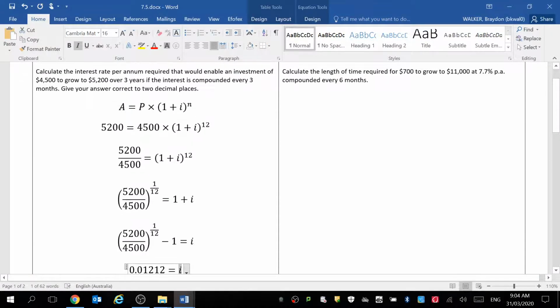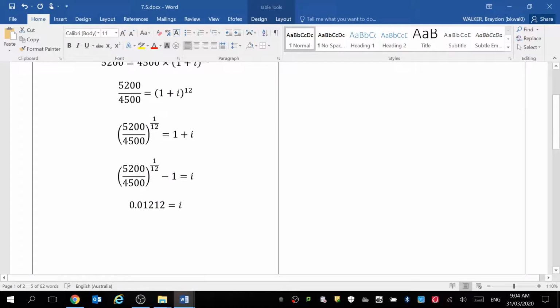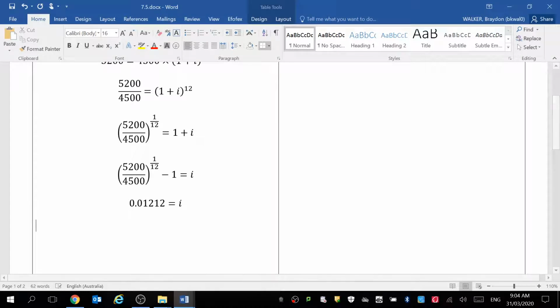A lot of students, here we go, calculate the interest rate per annum. Now, if you were to go, okay, timesing by 100, you get 1.212% per annum. That would be incorrect.